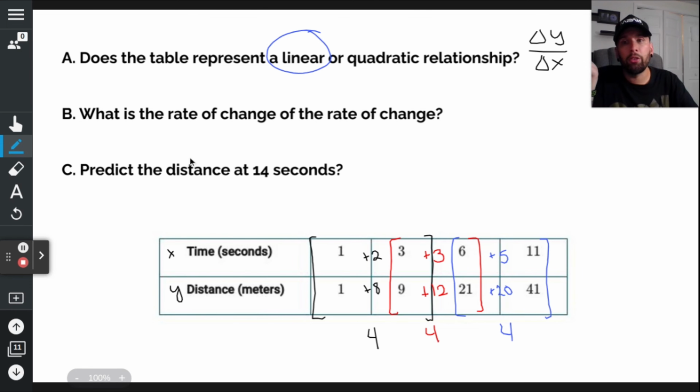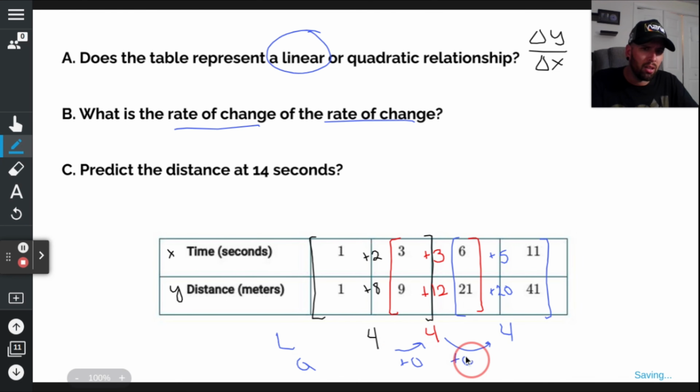What is the rate of change of the rate of change? Well, that implies that it's quadratic. So it's linear. If it's linear, the rate of change means what's this number right here for quadratic? Well, the number for quadratic is going to be 0, no matter what. Even if I were to write these all out perfectly, it's going to be 0. So what's the rate of change of the rate of change? 0.